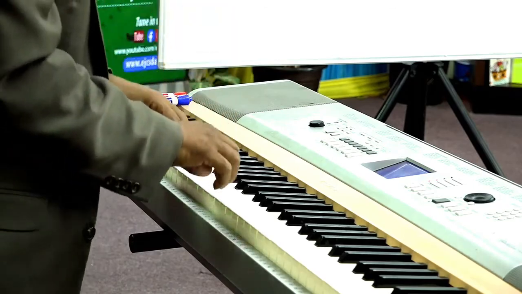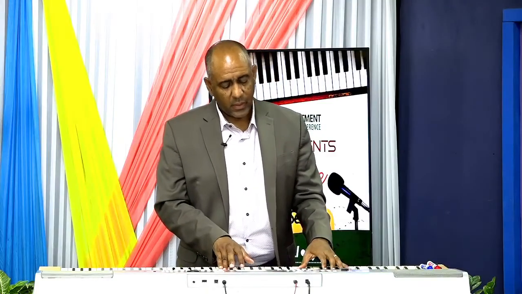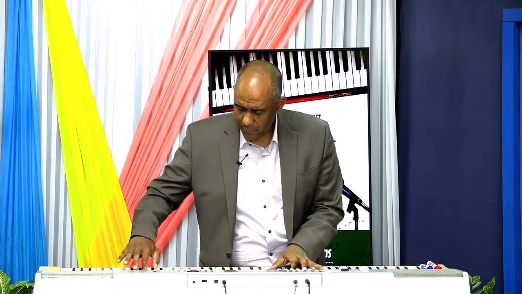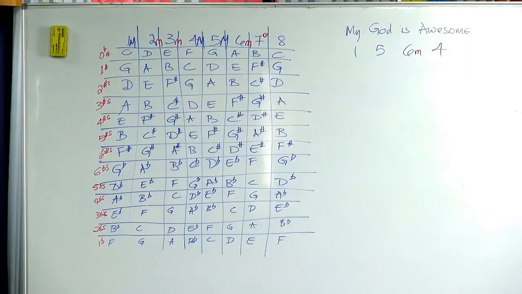So let's move on from E flat to B flat. Now in the key of B flat is 1, F is 5, G minor 6, E flat is 4. So let's play that one.